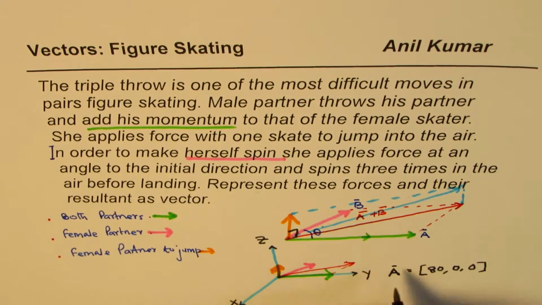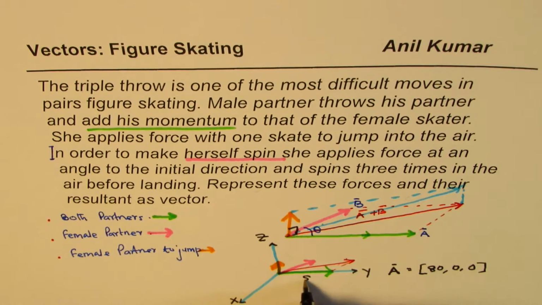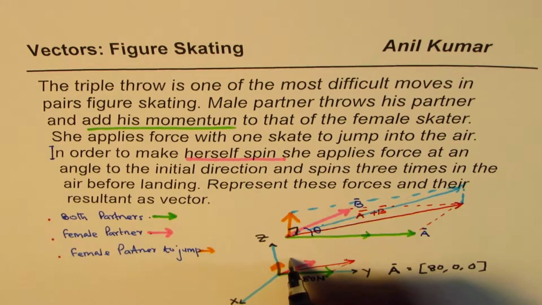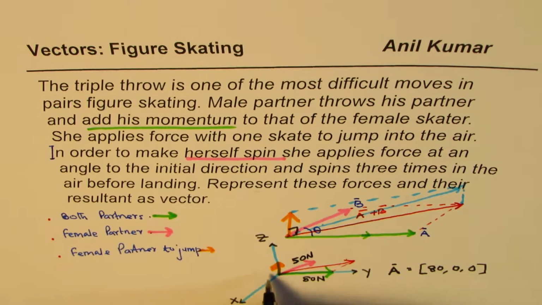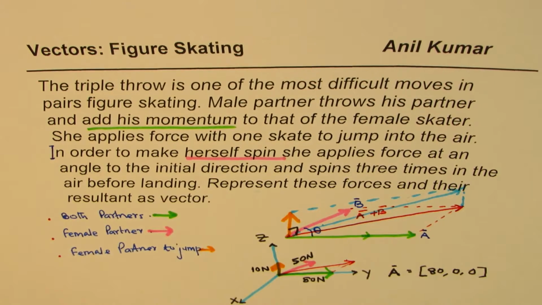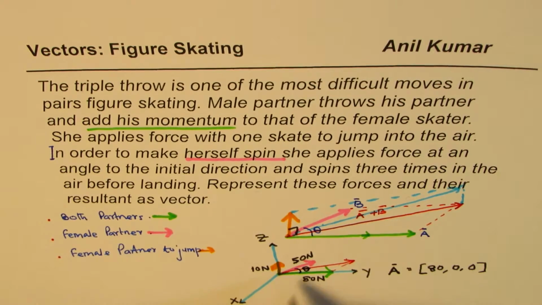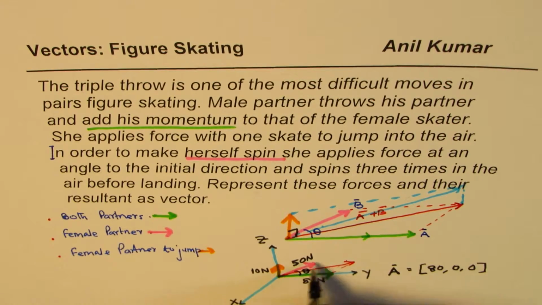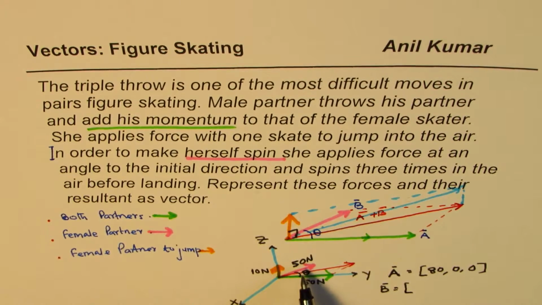Now let's take the other force, B. This force A was 80 newtons. Let's say force B is 50 newtons, and let's give the jump force as 10. Let's say these are my 3 forces. Arbitrary values, but the important thing here is, if I know this angle is theta, in that case I can say what B is.